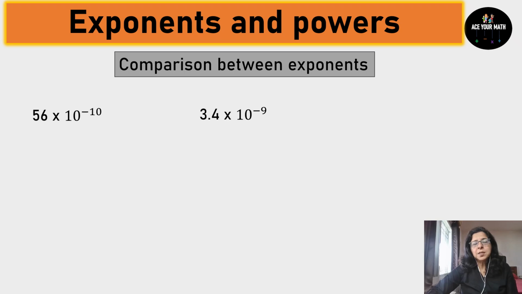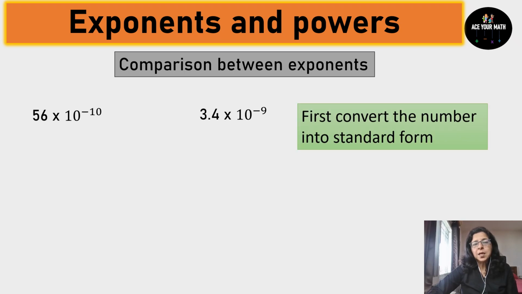Now consider these numbers. 56 times 10 raised to the power -10 is not in standard form. So before comparing, always first convert the number into standard form. How can you write 56 times 10 raised to the power -10? It can be written as 56.0 times 10 raised to the power -10. Since it is 56, you have to convert this number to less than 10, so you will shift the decimal by one place from right to left. Whenever you move the decimal from right to left, you add 1 to the exponent. So it will become 5.6 times 10 raised to the power -9.